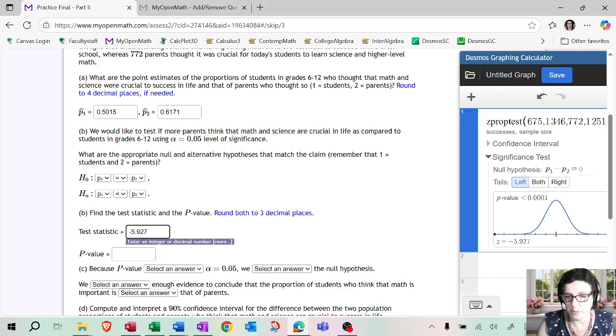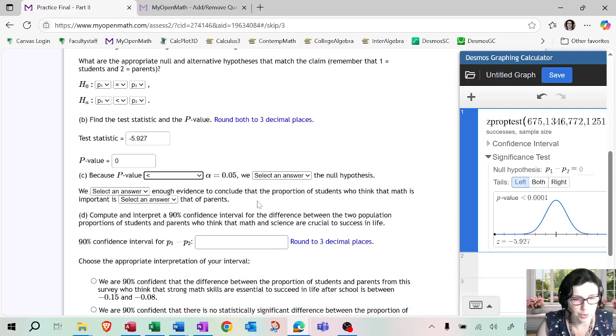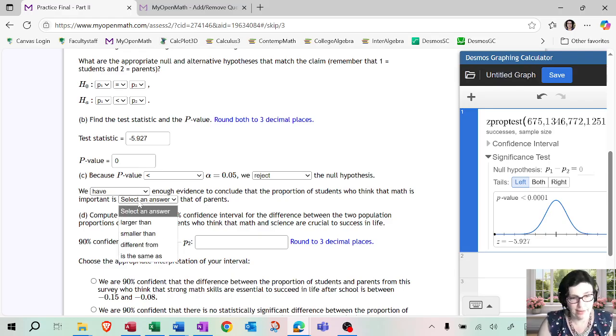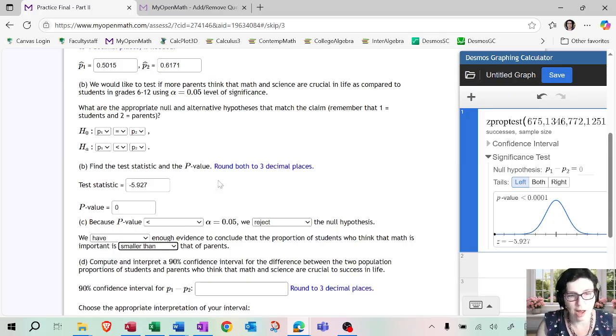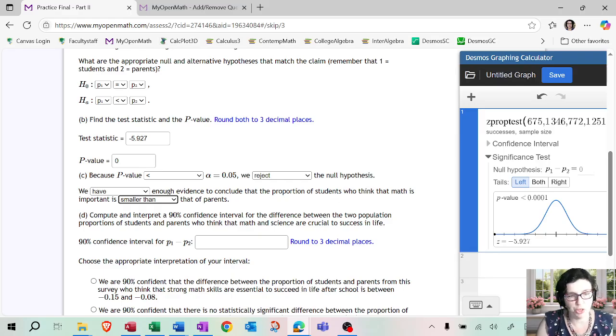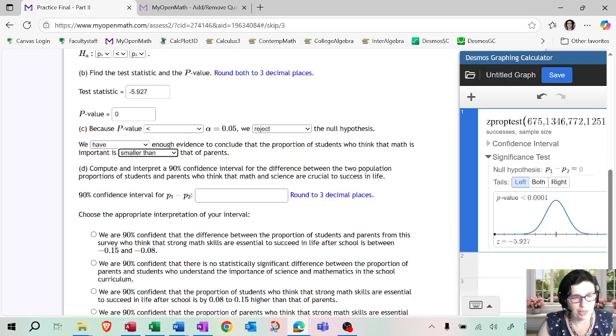The p-value. Now, when it says it's less than 0.0001, that just means it's the tiniest number. So for us, it's just going to be 0. And of course, 0 is less than any other positive number. So we are obviously rejecting the null hypothesis. And we do have enough evidence that the proportion of students who think that math is important is less here. Okay, here they've been really tricky because they are trying to make you rephrase. When you say that the parents proportion is higher, it's the same thing as saying that the student proportion is lower. So that's playing with words. That's kind of not fair, right? Okay, anyway, let's look at the next part.